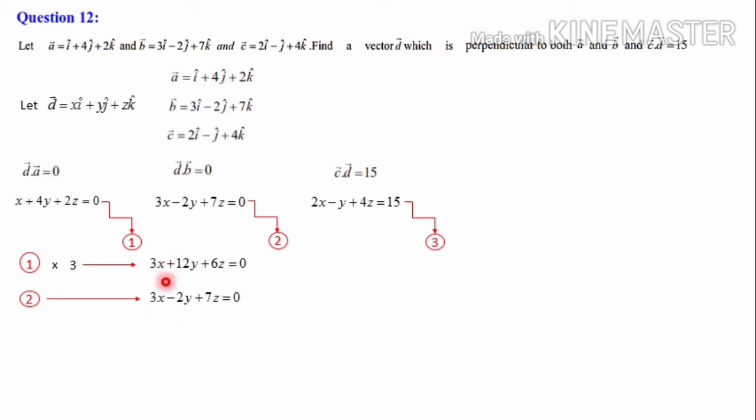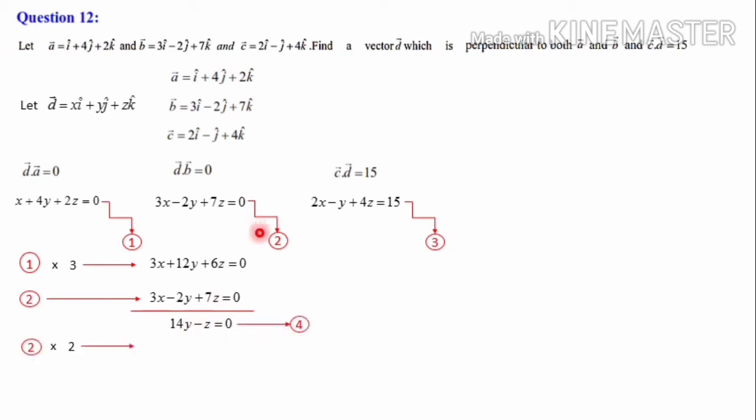If I subtract these two equations, x will be eliminated and I will get 12 minus minus 2, that is 12 plus 2, 14y, 6 minus 7z, that is minus z, is equal to 0. That we can take as equation number 4.